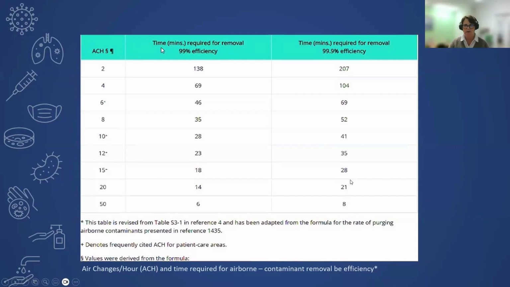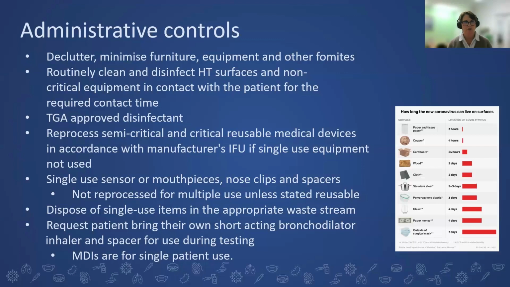So I find this is quite helpful as a guide for you. Our administrative controls, so this is about decluttering, minimising furniture, equipment and other fomites in areas or rooms designated for performing your AGPs, routinely cleaning and disinfecting our high-touch surfaces and any non-critical equipment that comes into contact with your patient, and remembering we're using TGA-approved disinfectants and for the required contact time, whether that be 1 minute, 2 minutes, some of them are as long as 10 minutes.